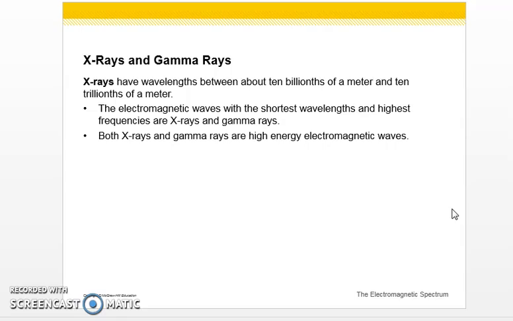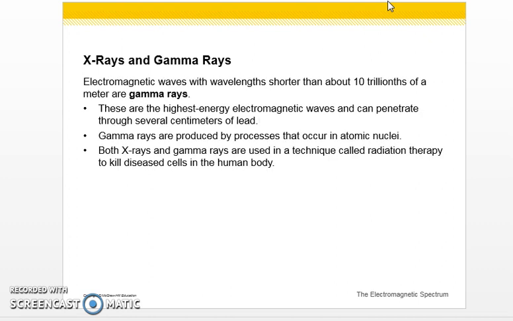X-rays and gamma rays. X-rays have wavelengths between about 10 billionths of a meter and 10 trillionths of a meter. The electromagnetic waves with the shortest wavelengths and highest frequencies are X-rays and gamma rays. Both X-rays and gamma rays are high-energy electromagnetic waves. Electromagnetic waves with wavelengths shorter than about 10 trillionths of a meter are gamma rays.